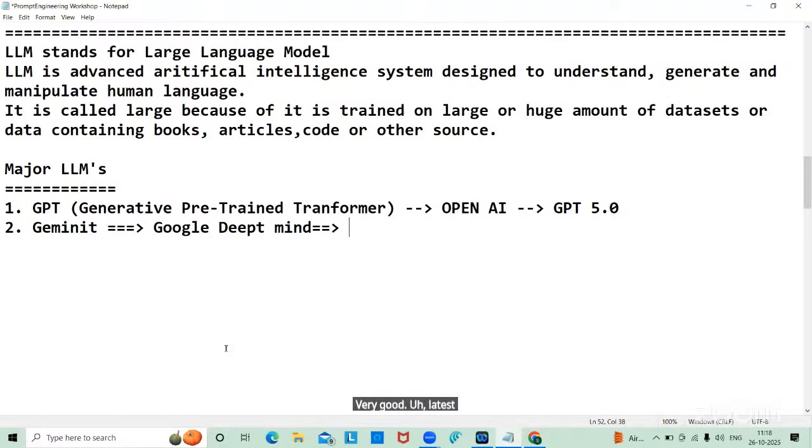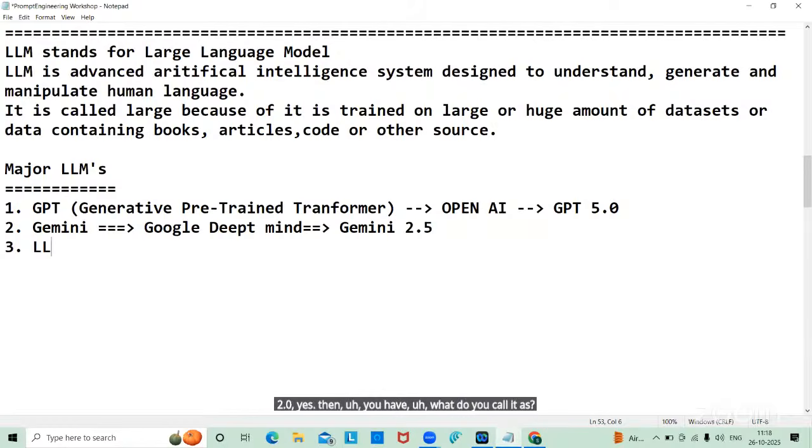Latest one is Gemini, yes, and Grok. Now I'm just telling you some of them, not all. Okay, this is 2.5 or 2.0? 2.5. Yes.